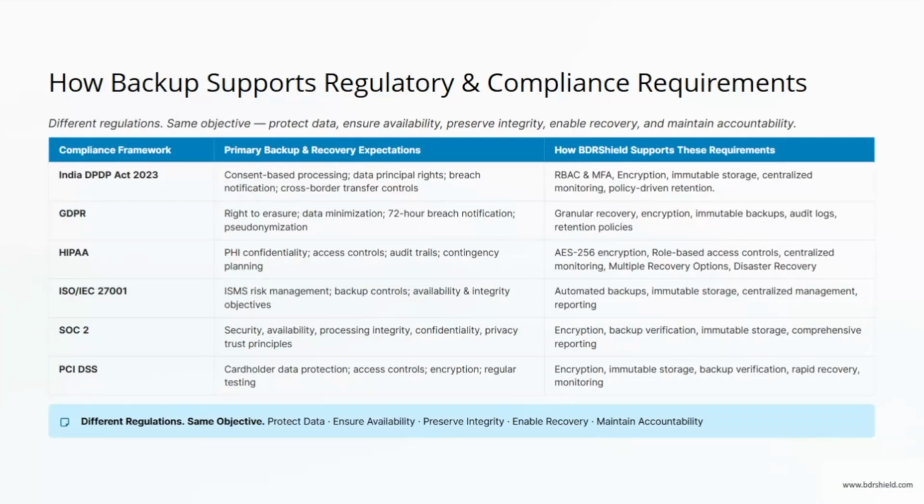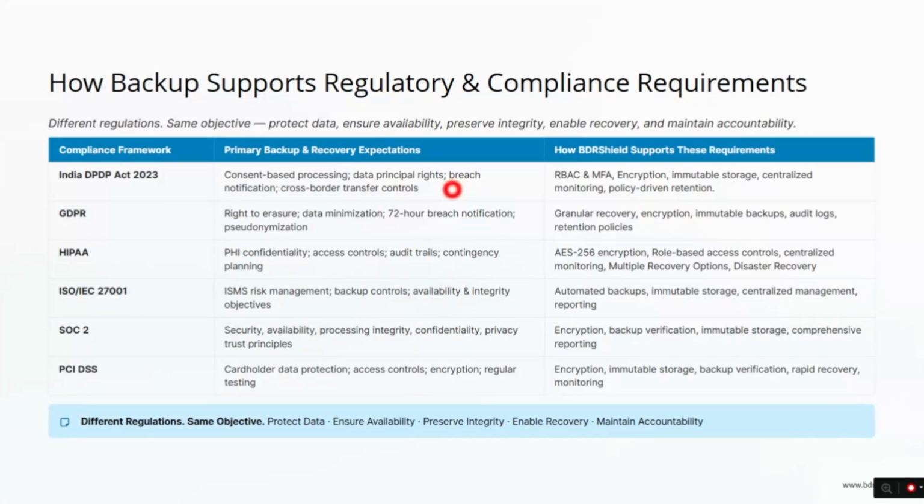Now, as per the Indian DPDP Act 2023, because this is something that most people talk about, most of the expectation is consent-based processing. Okay, so who is processing the data? That is very important. Backup data, that is very important, because that is where immutability also plays a major role. Then data principal rights, breach notification. If there is any breach, it should be notified. Next, cross-border transfer controls. Your data should not be taken away from the Indian region. That's one of the requests.